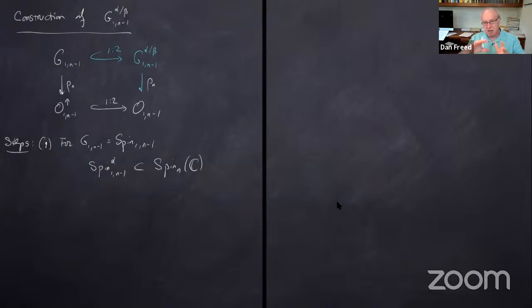But also we have these other real forms. In particular, in the Lorentz signature, we have this two-component group, whose identity component is this group spin 1 n minus 1. And so this alpha extension in that case is this two-component group that lives inside the spin group.